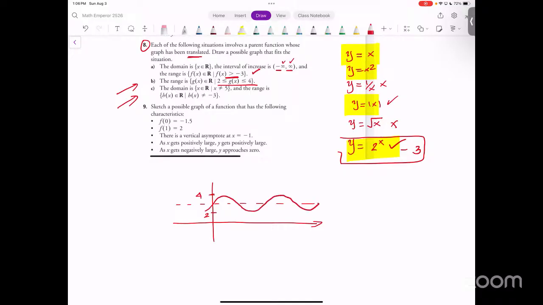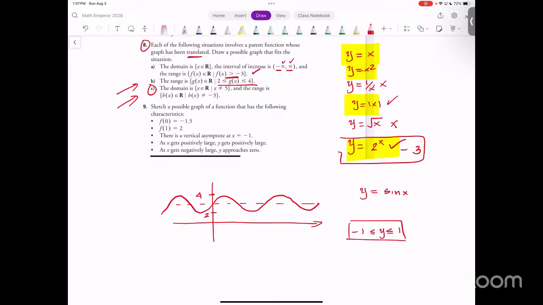Because also the function is actually squeezed, isn't it? Because if you look at y is equal to sine of x, the range of sine of x is basically between 1 and -1, isn't it? Okay. So how about C?